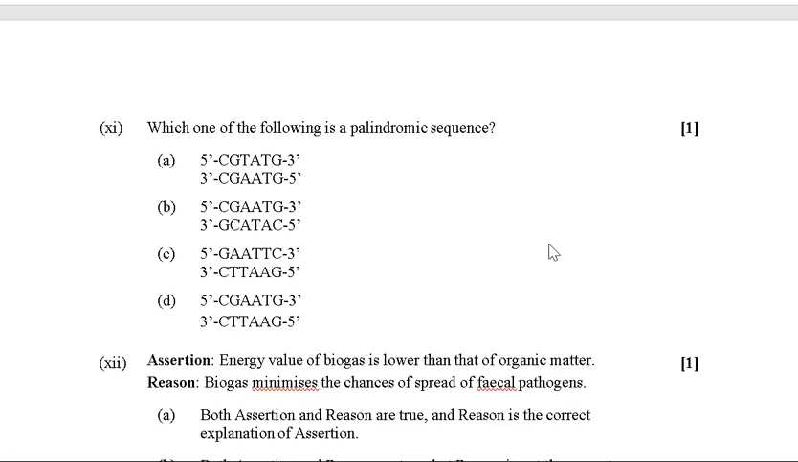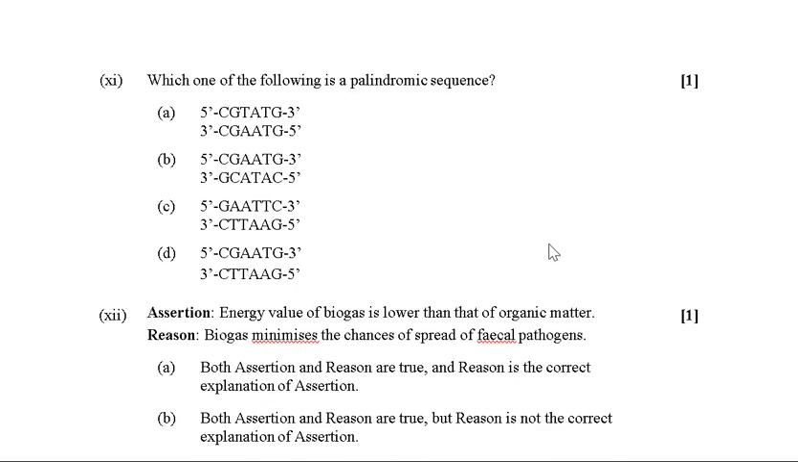Now come to the next question. It is question number 11. Which one of the following is a palindromic sequence? Now they have given four options, but you should know the meaning of palindromic sequence. In molecular biology, palindromic sequences are sequences of nucleotides in the DNA duplex or RNA, where the sequence in one strand is the same as the complementary sequence of the other strand when read from the same direction on both strands, either 5' to 3' or 3' to 5'.